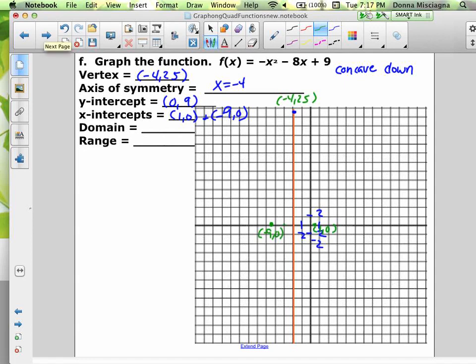And our y-intercept, which was 0, 9. So 2, 4, 6, 8. So right here is the point 0, 9. Now we can use symmetry. So if I have 2 this direction, I have a point 2 this direction. So that would be negative 6, right? Because each one, so this is negative 8. If I'm 4 spaces over, and each one is worth 2, that'd be negative 8. Right, so negative 8, 9.